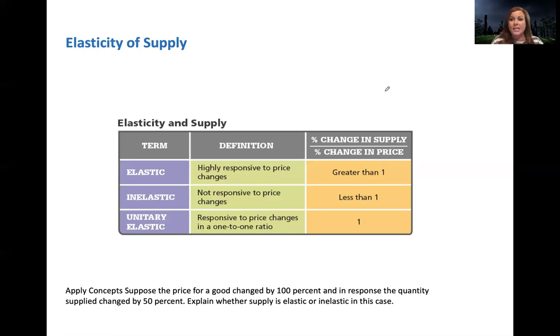Now, when we calculate elasticity, this is going to be a formula. It's going to be the change in quantity supplied over the change in price. That should look very familiar to you. It looks just like our elasticity of demand. And the results are the same. If your number is greater than 1, it's elastic, so it's very responsive to price changes. If it's less than 1, it's not responsive. And if it's equal to exactly 1, then it's unitary elastic. We have a 1-to-1 ratio for the change.